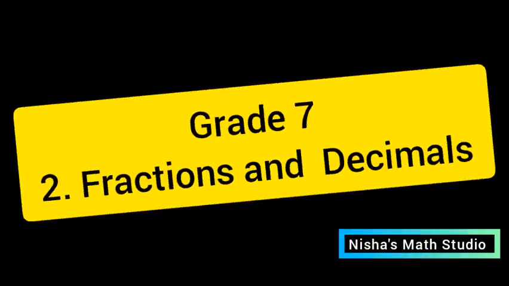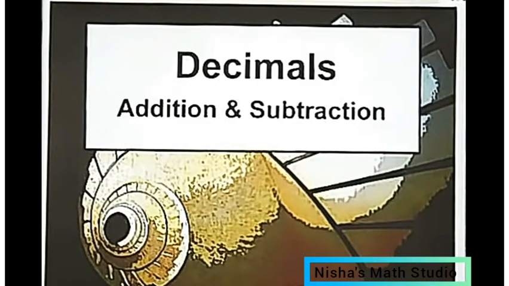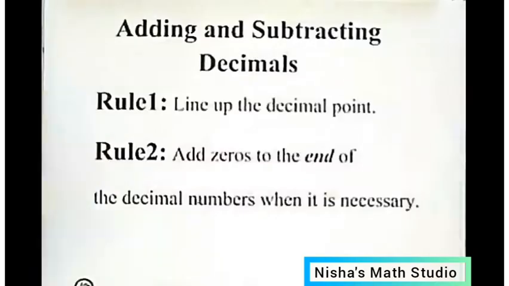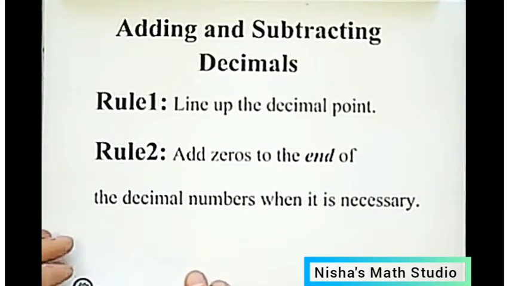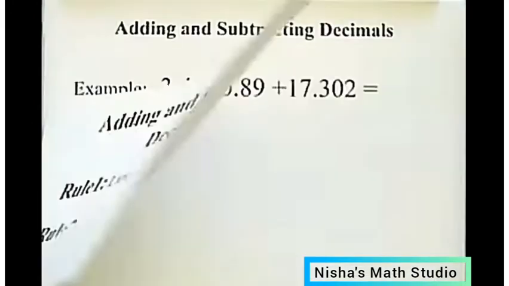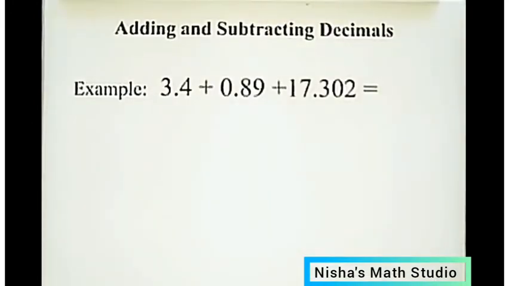In today's video, we learn addition and subtraction of decimals. There are two main rules to be followed while adding or subtracting decimals. Rule 1. You line up the decimal point, that is, the decimal points should come one below the other. Rule 2. You can add zeros at the end of the decimal numbers when it is necessary. Let's try to understand it with an example.